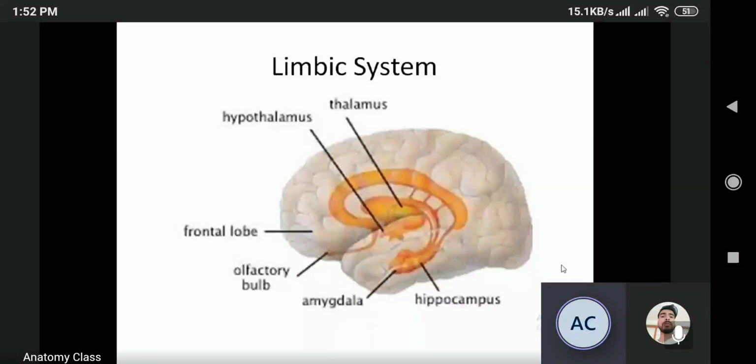That deals with a variety of functions like controlling emotion, behavior, memory, short term, long term, and different other types of memory, and even olfaction.